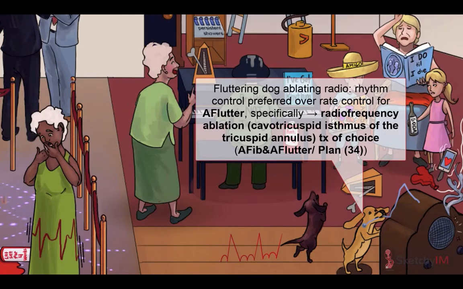Radiofrequency catheter ablation is usually pursued because it's highly effective and has a low rate of complications. Ablation of atrial flutter usually targets the cavo-tricuspid isthmus of the tricuspid annulus. Antiarrhythmic drugs are used less frequently.